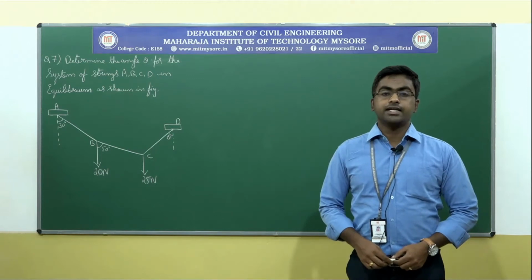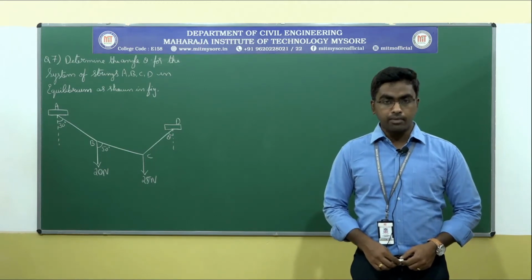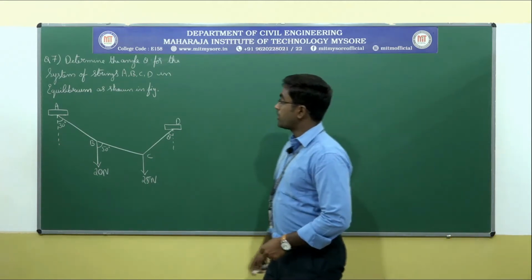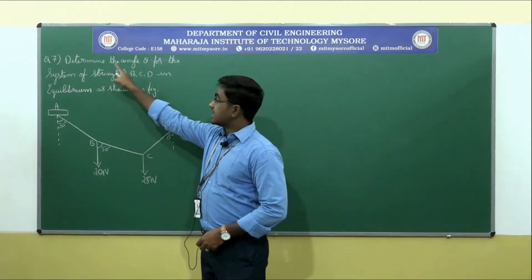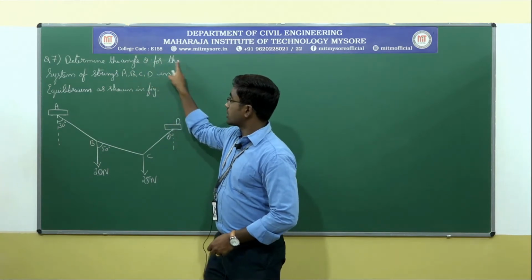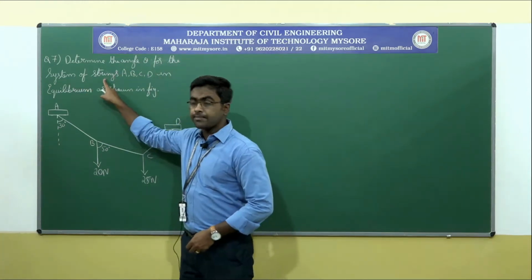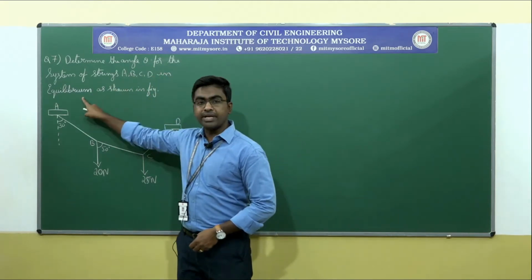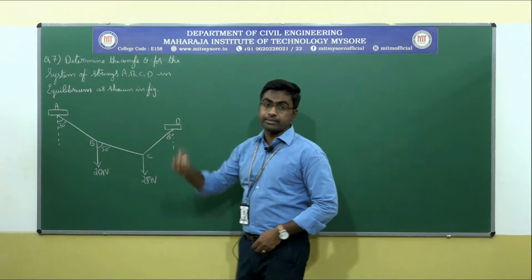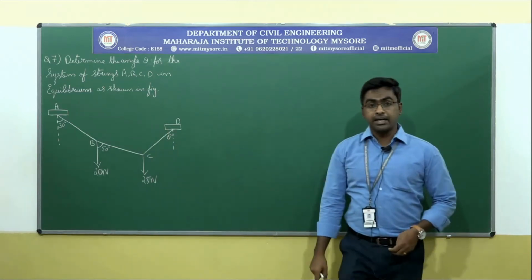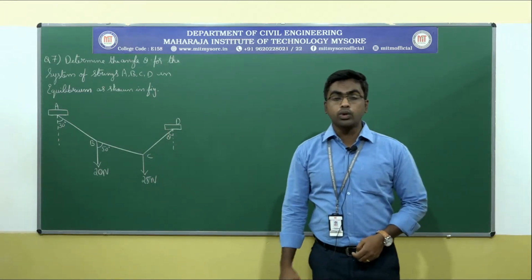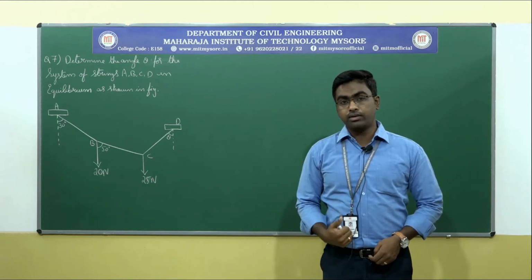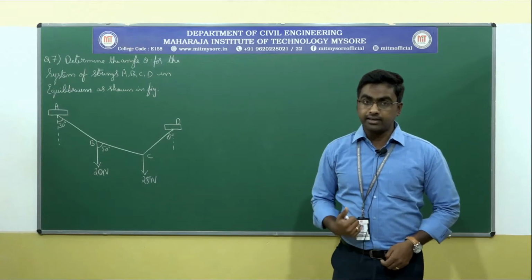In this session, let us continue the problems on equilibrium of forces. That is the 7th problem. In this problem, we have to determine the angle theta for the system of strings A, B, C, D in equilibrium as shown in the figure. That means in this particular problem, we have to find out the tension in all the strings along with the unknown, that is the angle theta, right.